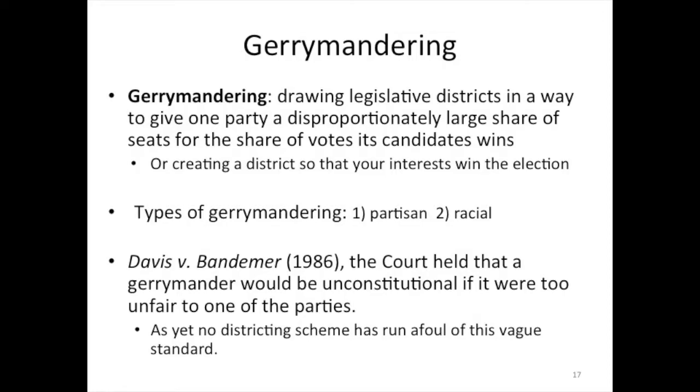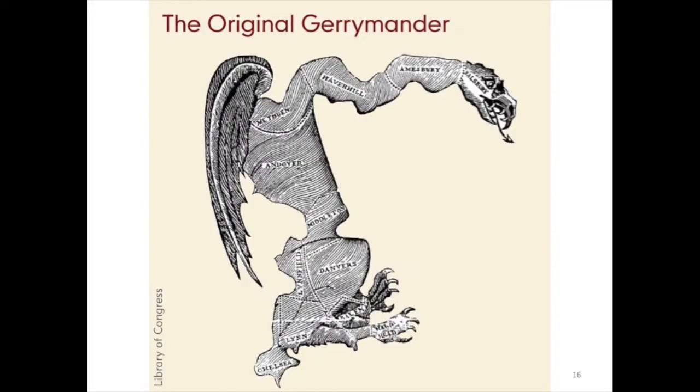This term, gerrymandering, originated in 1812 when Elbridge Gerry redrew district lines in Massachusetts in order to benefit his Democratic-Republican Party. Now, after he drew the lines, people remarked that the district that he drew looked like a salamander because it was just so unorthodox. It was obviously gerrymandered because of how weird it looked.